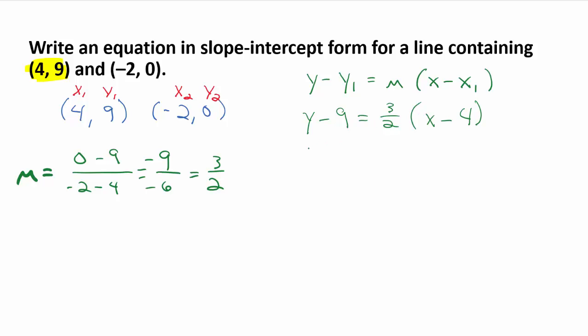Now, if we distribute this out, it will be y minus 9 equals 3 over 2 times x, which is 3x over 2, and then 3 over 2 times negative 4 is going to be negative 6. Then we add 9 to both sides to get y by itself because it needs to be in slope-intercept form. And our final answer will be y equals 3 over 2 x plus 3.